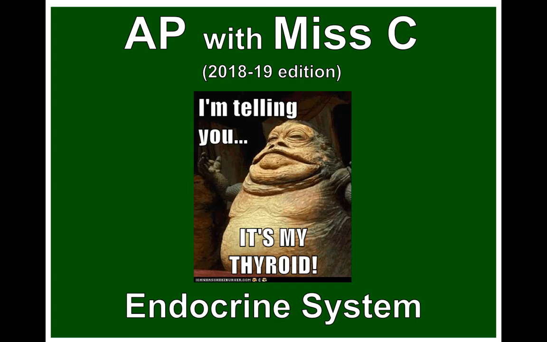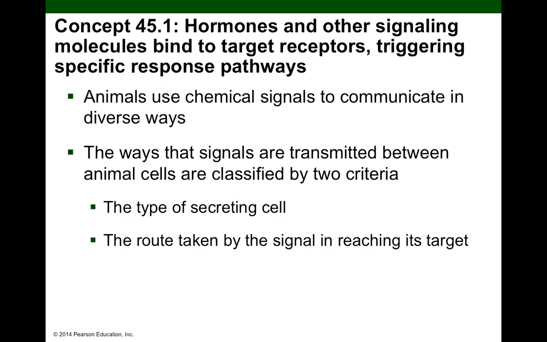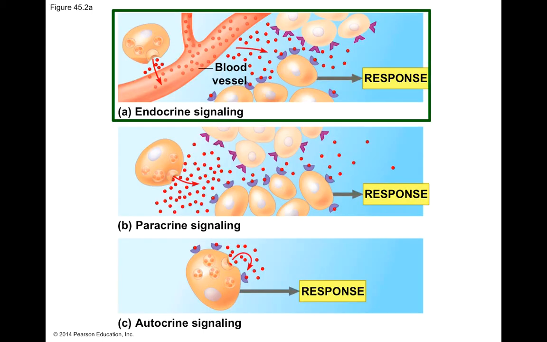We've already looked at the nervous system. If you remember, the nervous system uses neurons that transmit signals, and sometimes these neurons can regulate the release of hormones. So these two systems do have some overlap to them. So let's get started. First, let's quickly review the various ways that cells can communicate with each other. Basically, this is classified by the type of secreting cell and how the signal gets to its target.